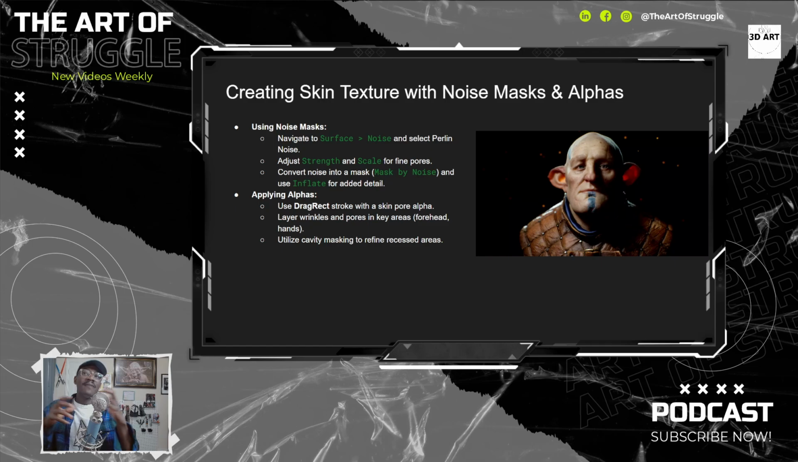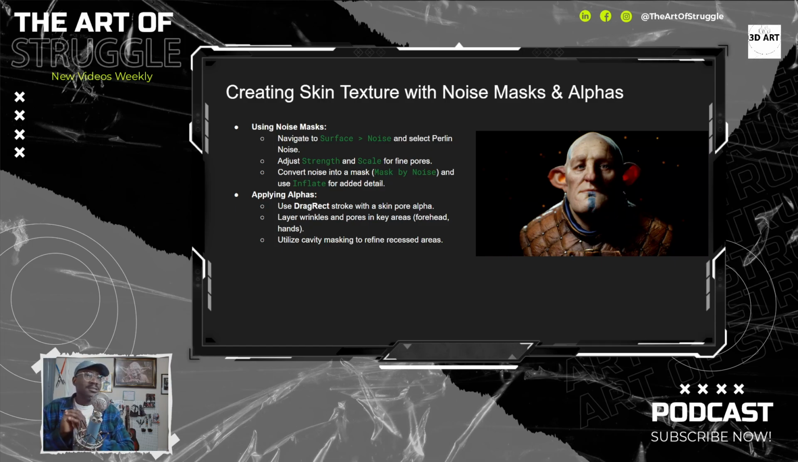So you can navigate to the surface, add noise, use a Perlin noise, adjust the strength and scales for very, very fine pores, and then convert the noise into a mask by noise, and then inflate to add more detail to different parts. And I talked about how you can add detail using the Z add function or Z sub plus your RGB or mRGB, right, which will allow you to either paint the material or just paint the color information, right? And then I showed you guys how to use drag select to add more pores using some of those Perlin noises, some of those noises that come standard.